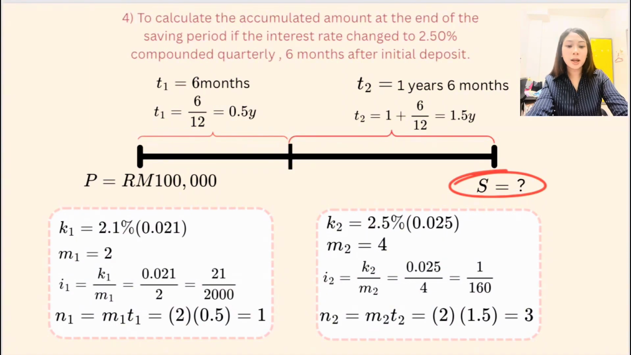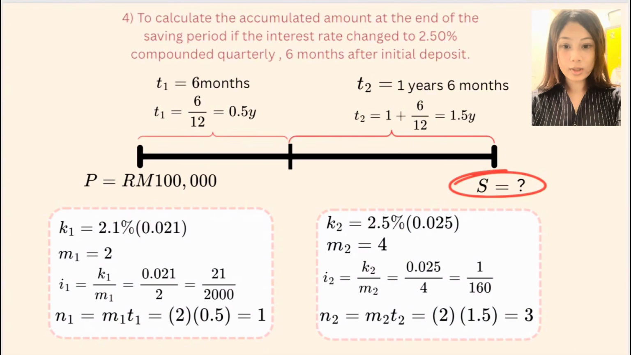Now for the second part, T2 equals 1 year and 6 months. We convert that into years. 1 plus 6 over 12 equals 1.5 years. K2 is 2.5% equals 0.025. M2 equals 4. So I2 equals K2 divided by M2, 0.025 divided by 4 equals 1 over 160. N2 equals M2 times T2 equals 4 times 1.5 equals 6.